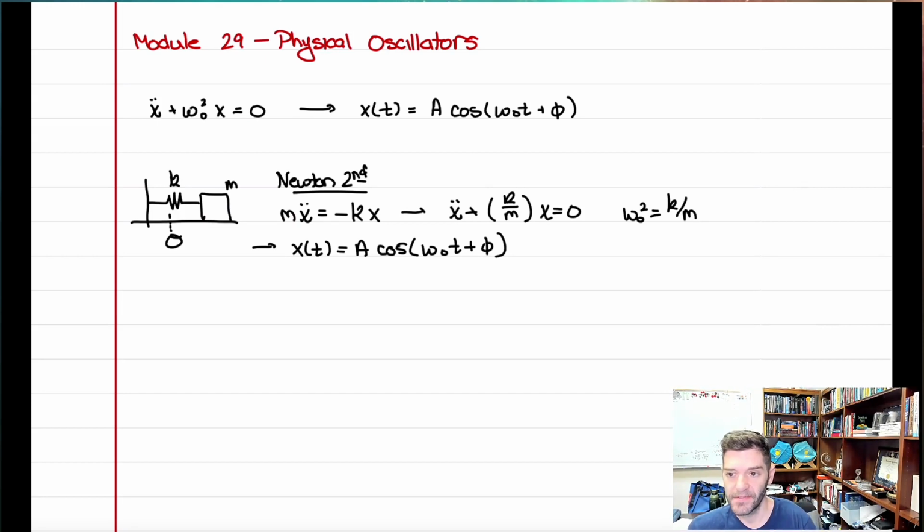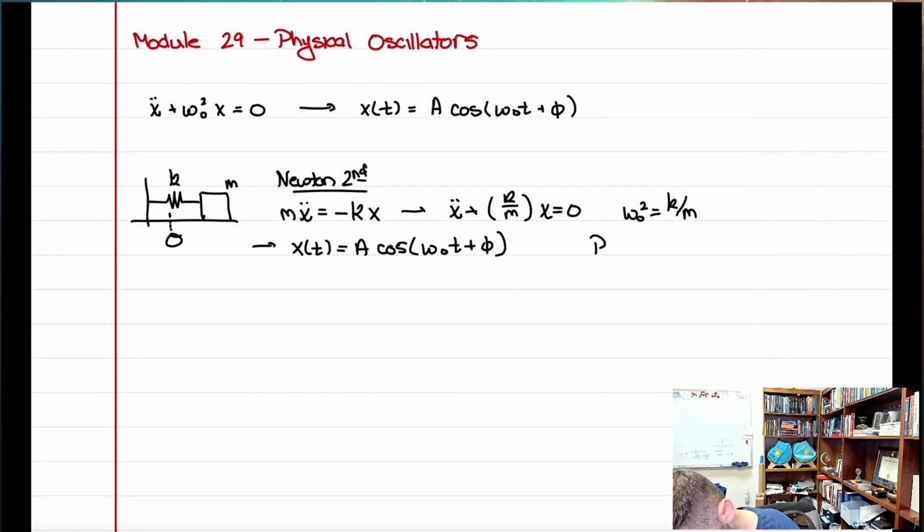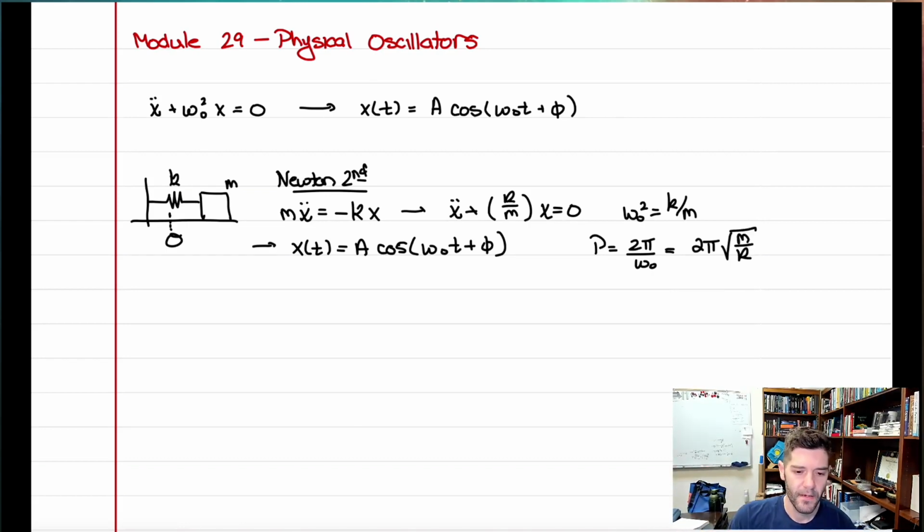In this case, we can ask ourselves, what does the amplitude tell us? We already said something about the period. We said the period of motion is 2 pi divided by omega naught, which in this case is going to be 2 pi times the square root of m over k. So if I were to ask, qualitatively, does the period increase when there is more mass or less mass? Well, in this case, it seems like the period increases when there's more mass.